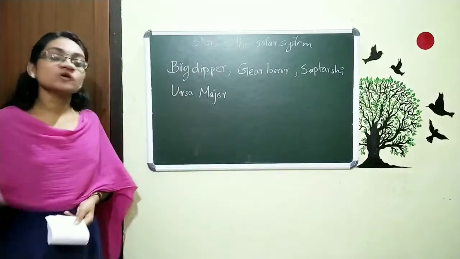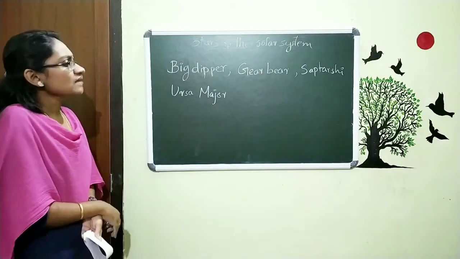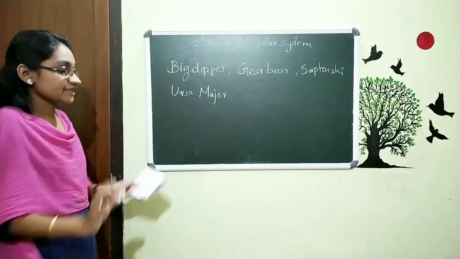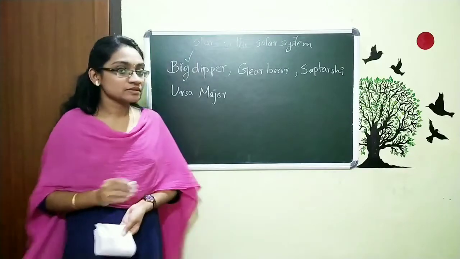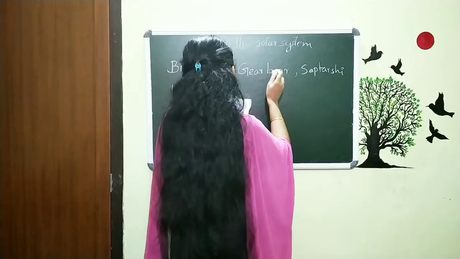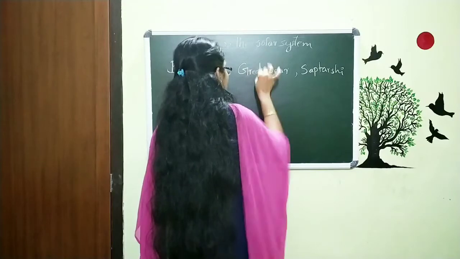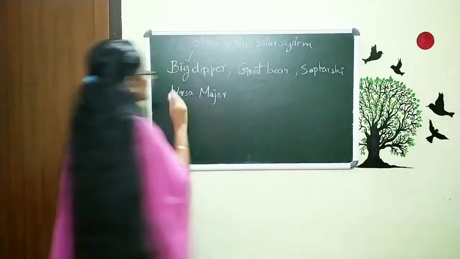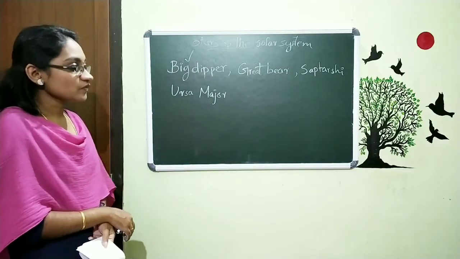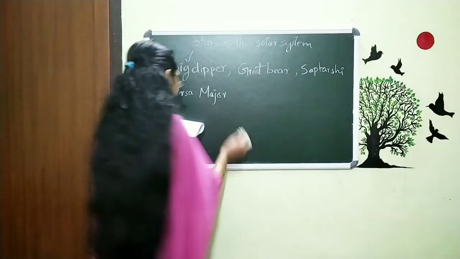These are all names of one single constellation. Constellation means a group of stars having a particular shape. So these are all names of a single constellation. Big Dipper. Dipper means spoon. Big Dipper, Great Bear, Saptarishi, Ursa Major, like this there are different names for it. Now we want to study the structure of this. Very simple. Now we want to study this.